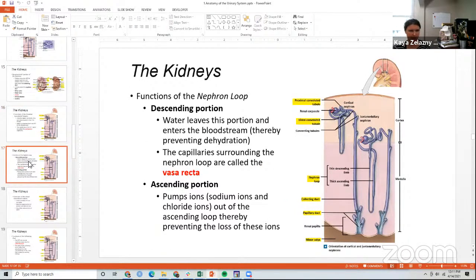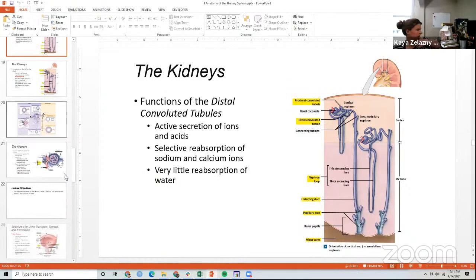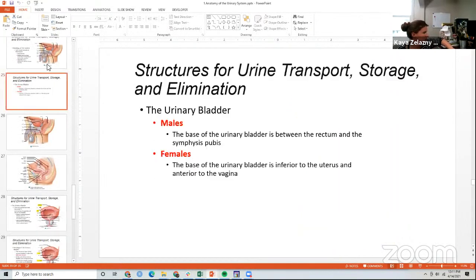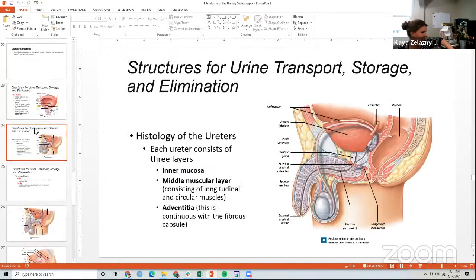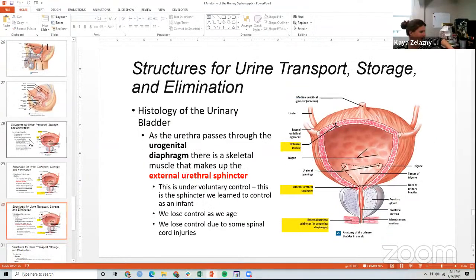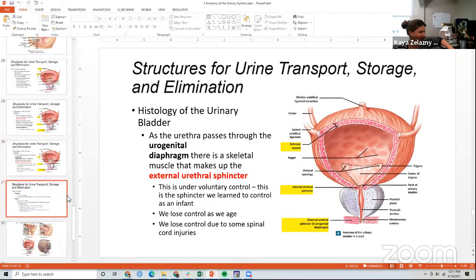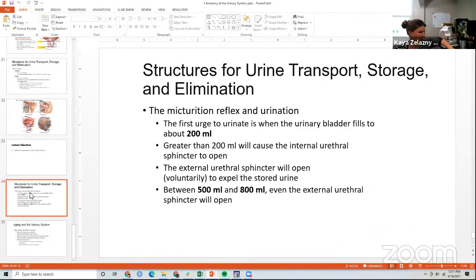Does that answer your question? Yeah, it does. Just clarifying, so we don't have to know the anatomy of the ureters or bladder or anything like that either. For most of that, no. Let's go to the bladder stuff real quick. For the bladder stuff, most of this will be covered in lab, so I think we don't have to worry about that.